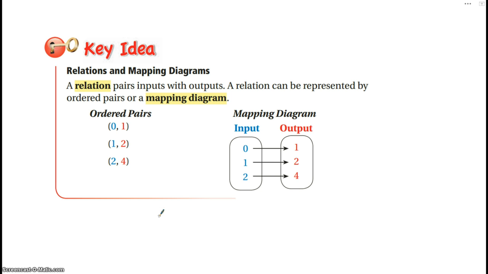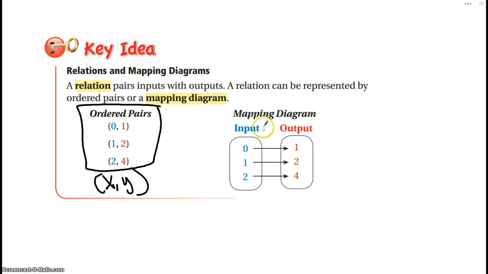So our key idea is all about relations and mapping diagrams. A relation pairs inputs with outputs, and it can be represented by ordered pairs or a mapping diagram. Ordered pairs we've all seen before is x comma y. And mapping diagrams put all of the x's in one column and all the y's in the other, and it uses these arrows. So this would be 0, 1, 1, 2, 2, 4, just like it is on the side with the ordered pairs.